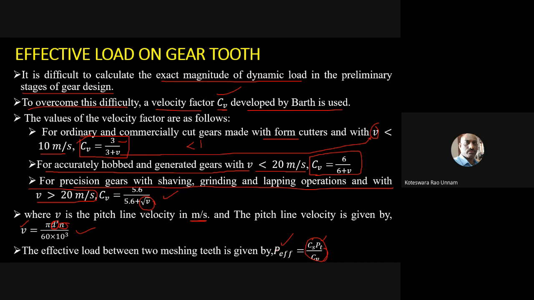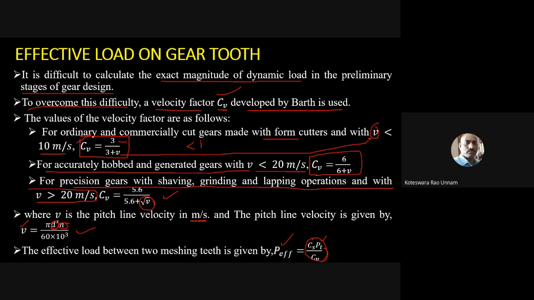So using beam strength we calculated the static load. Then we introduced a service factor to account for the variable working characteristics of driven and driving gears, that is through CS. And because of high speeds, in order to consider the effect of these high speeds, we introduce another parameter which is called the velocity factor.